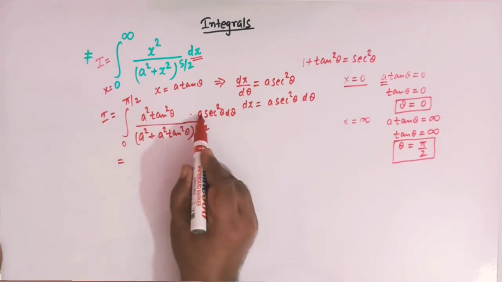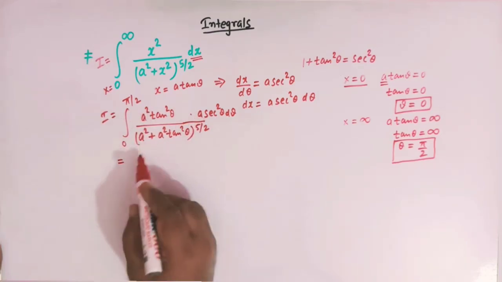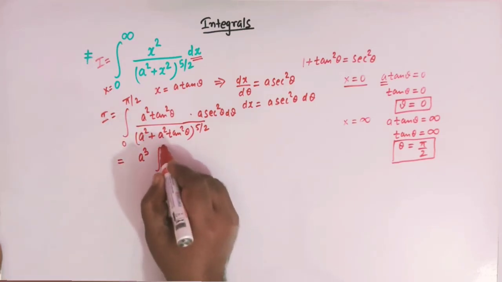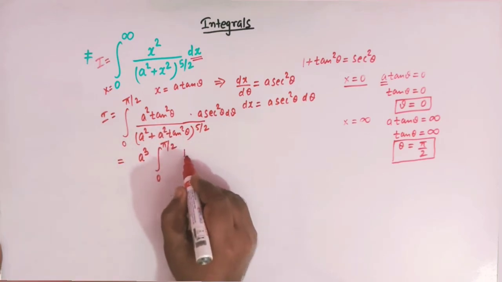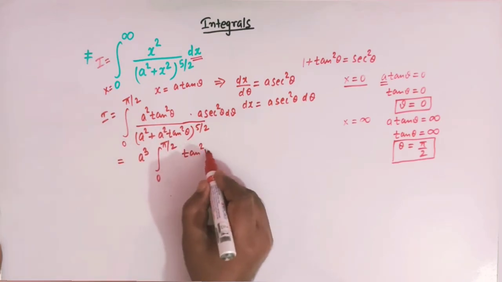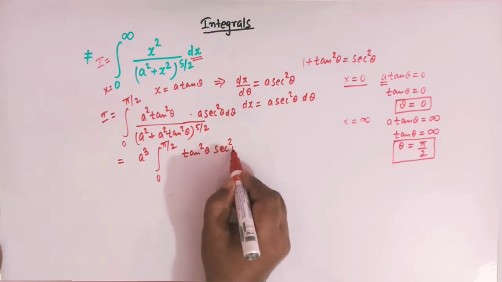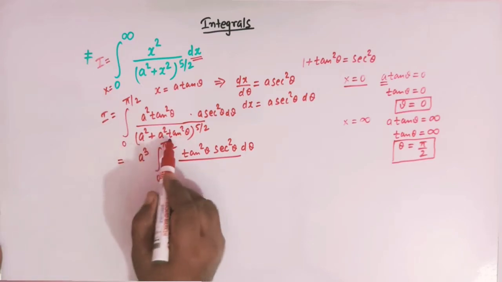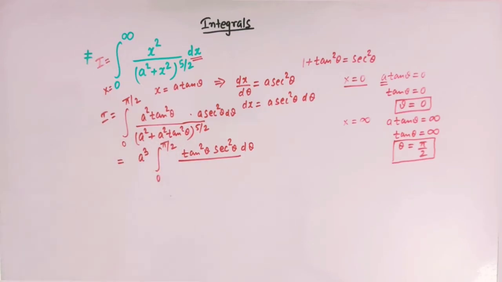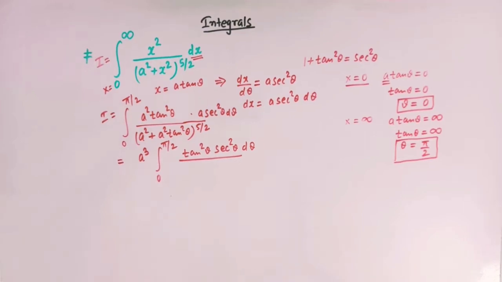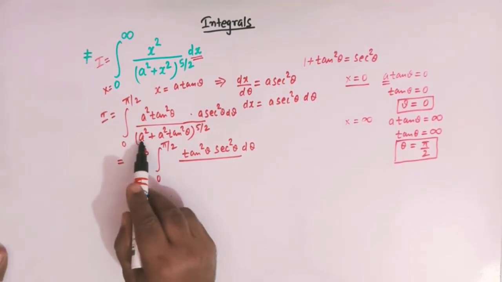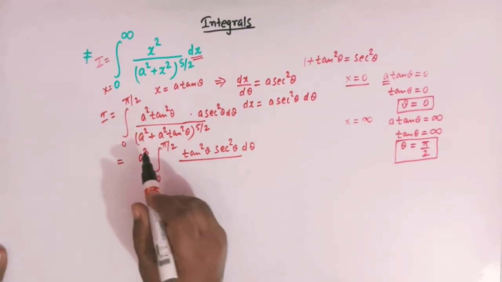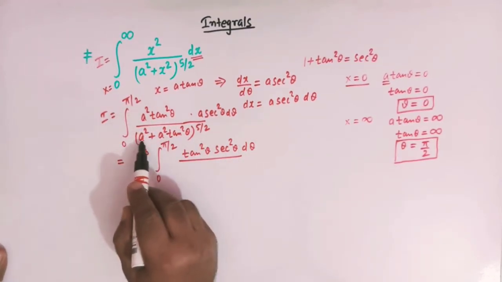Now we can simplify this expression. When we multiply a squared and a, we get a cubed. We can take it outside the integral, so we have 0 to pi by 2, and in the numerator we have tan squared theta secant squared theta d theta, and in the denominator we can take a squared common.